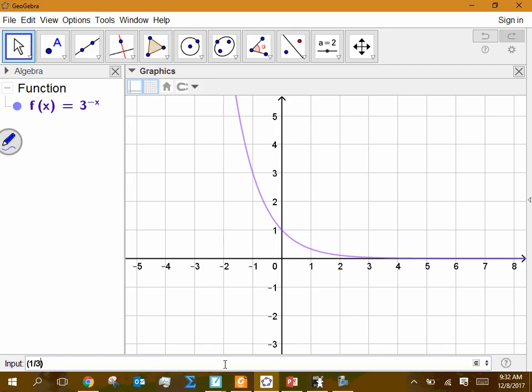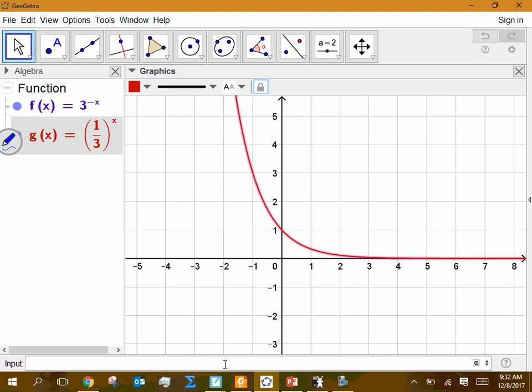That looks the exact same as we can have bases that are fractions, right? Between 0 and 1. Okay. So we're going to go 1/3 raised to the x. Do those two curves overlap? Why? Why?